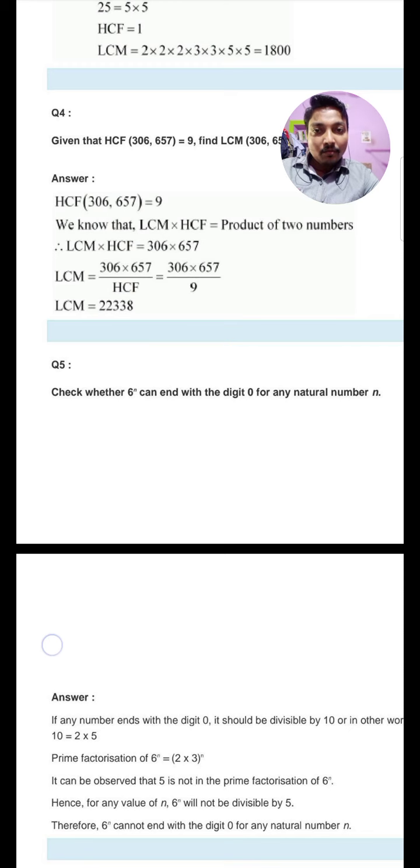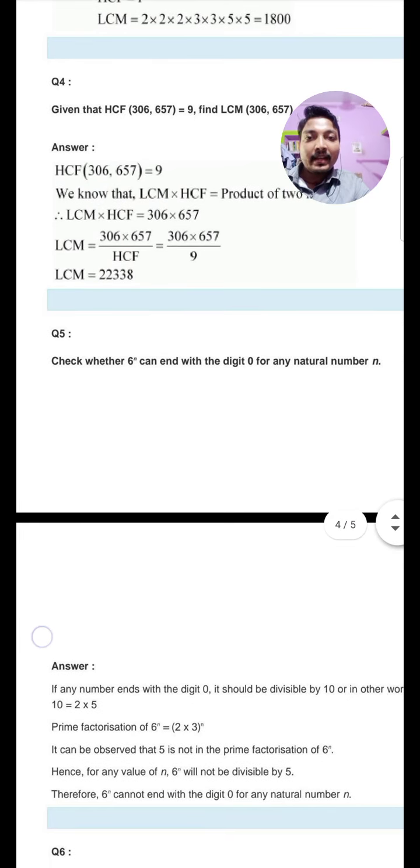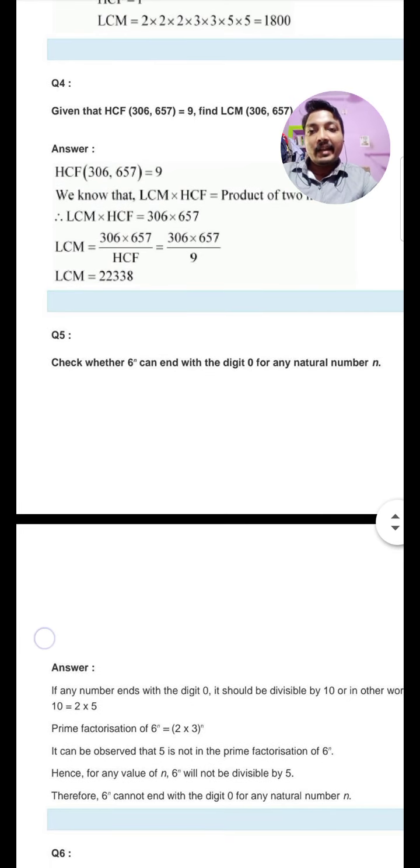LCM you do not know, but HCF you know it as 9, and the two numbers are 306 and 657. As it is asked to find out the LCM, to get the LCM, HCF I have to transpose from the left side to the right side. So I did the same way.